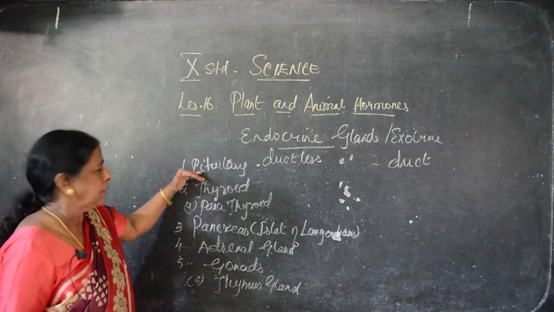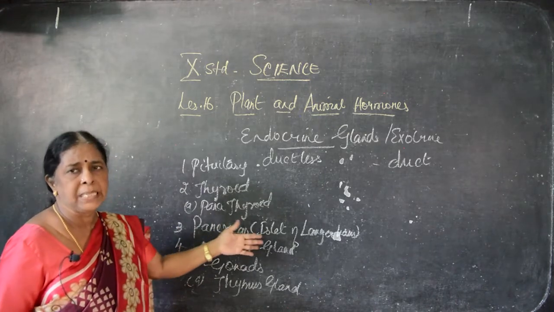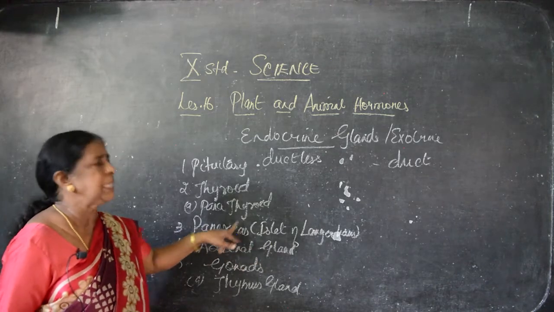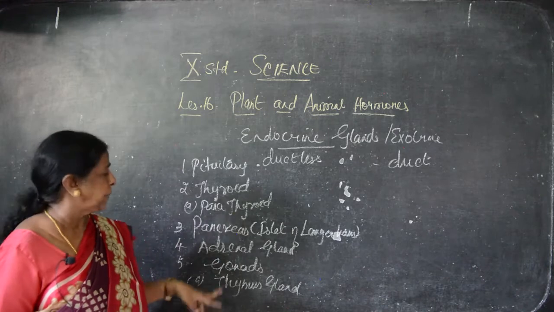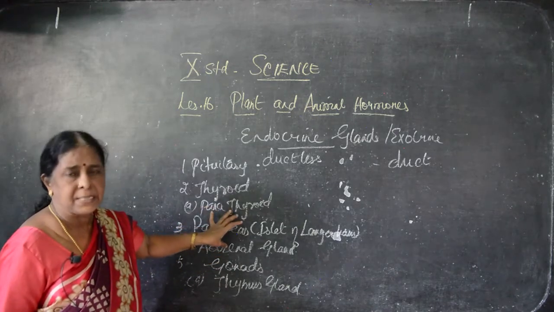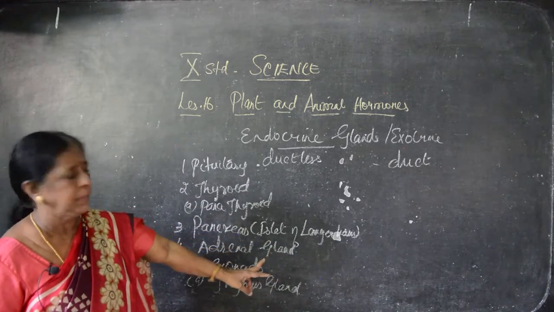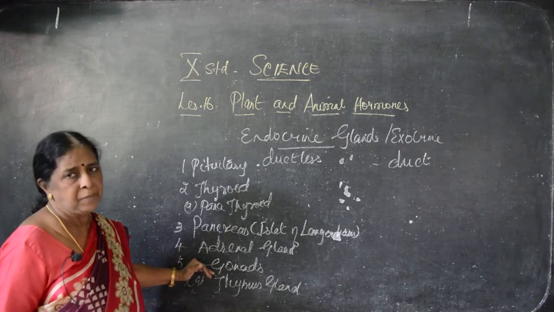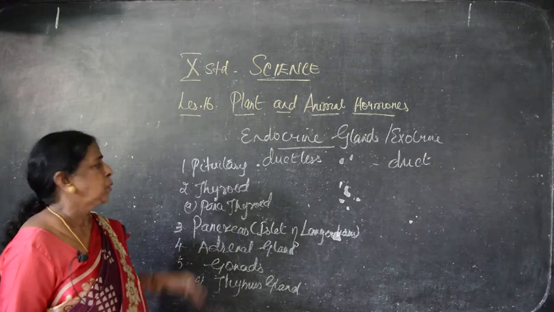Pituitary, thyroid with a subdivision, parathyroid, pancreas, otherwise known as islet of Langerhans, because both are present in that. It is an endocrine as well as exocrine gland. So this is a dual gland. Pancreas is known as a dual gland because the islet of Langerhans is the endocrine part and the rest is exocrine. Clear? Next one, adrenal gland, gonads, that is male and female, and the thymus gland. So let us see in detail.